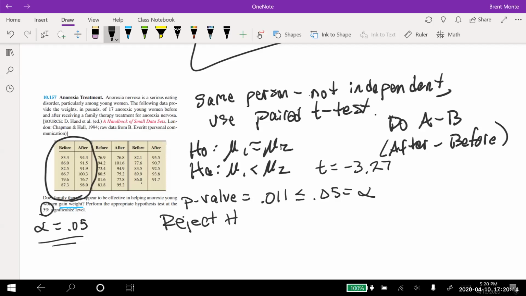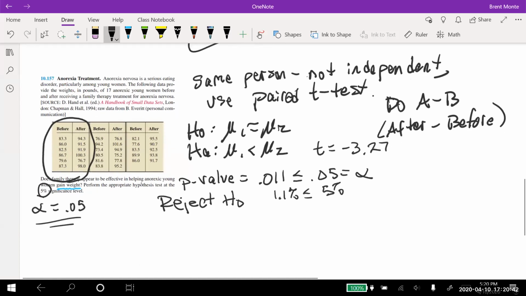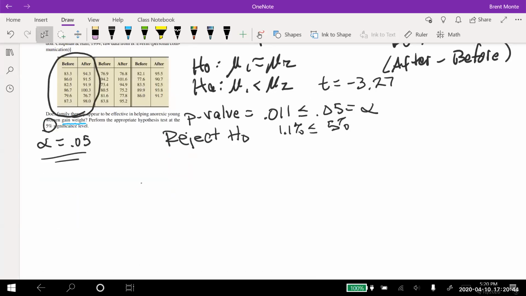So if the weights were the same before and after, we would have gotten this much difference between the two that we got only 1.1% of the time. Again, if it helps you change these two percentages, 1% and 5%, it's easy to see that 1% is definitely less than 5%. So we reject the null hypothesis, so we don't think the means are equal. We don't think the young ladies weighed the same before and after.